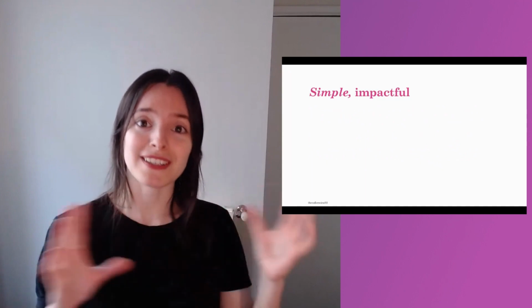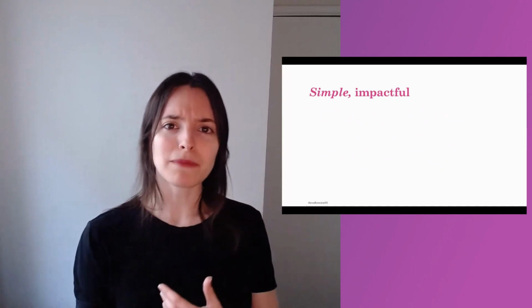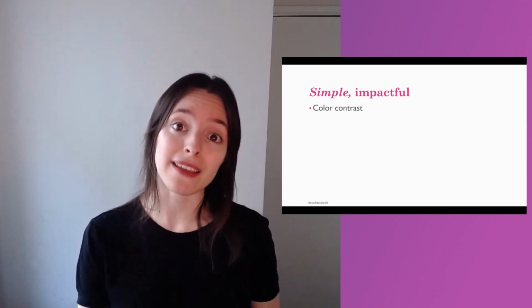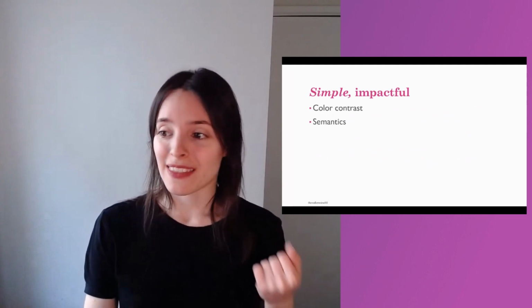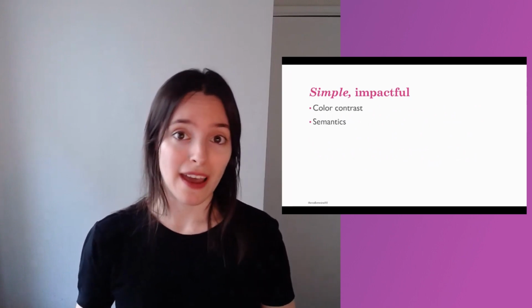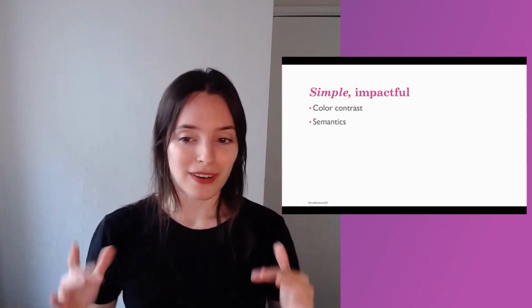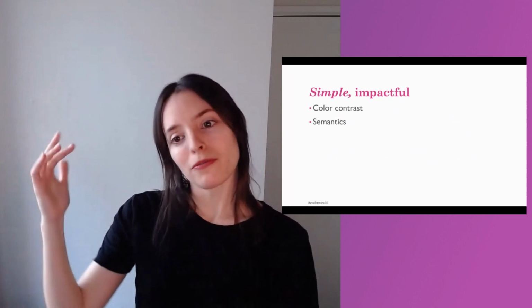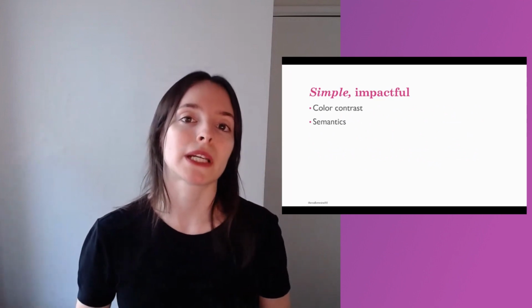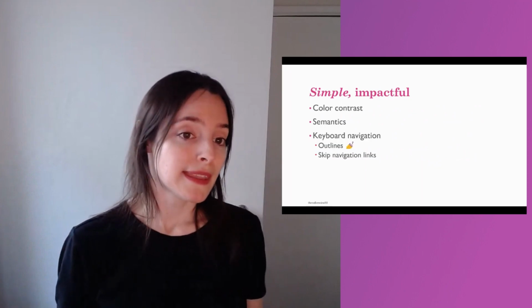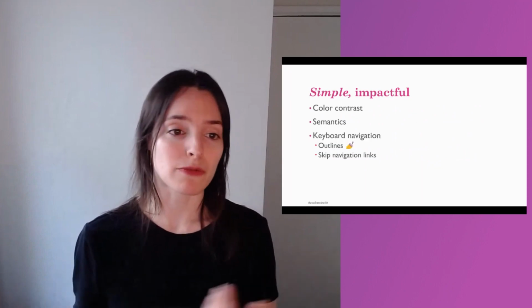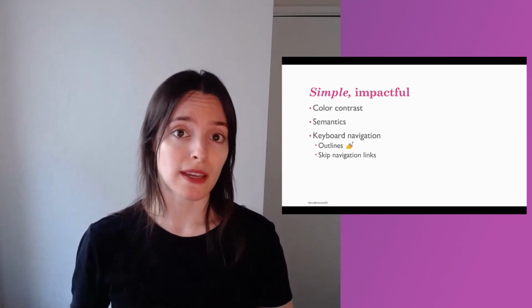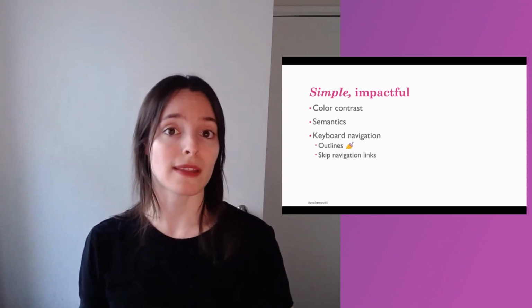So try to begin your accessibility journey doing simple but impactful things, like working on color contrast, making sure that your website can actually be read, working on semantics. That is something that people don't work on enough. You need to have a good amount of titles, subtitles, paragraphs. If you have a paragraph of like 15 lines of text, it will be very hard for anyone to read. And for keyboard navigation, if you need any recommendation, I would say get into outlines and get into skip navigation links, because those make a huge impact and are very, very easy to add.